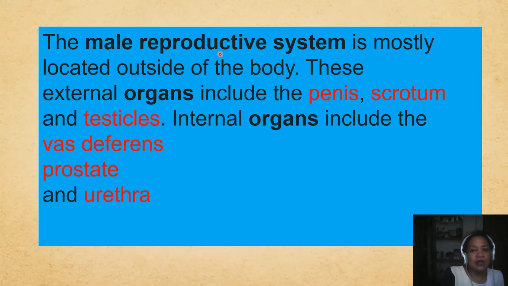Okay, the male reproductive system is mostly located outside of the body, and these external organs include the penis, scrotum, and testicles. And internal organs include the vas deferens, prostate, and urethra.